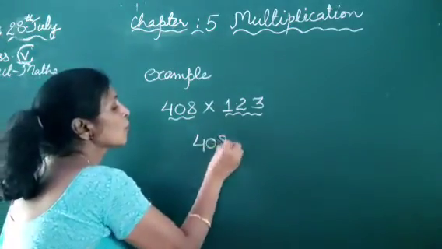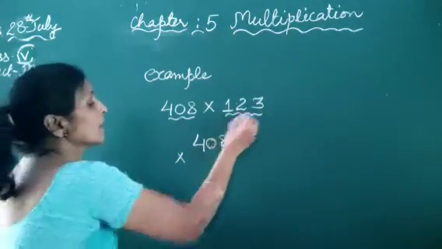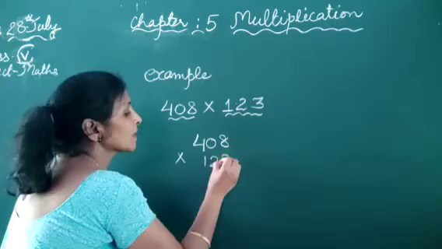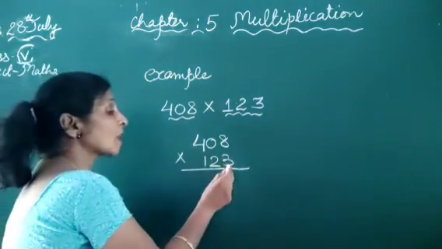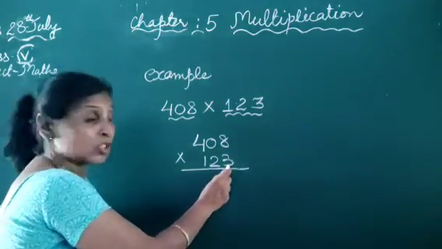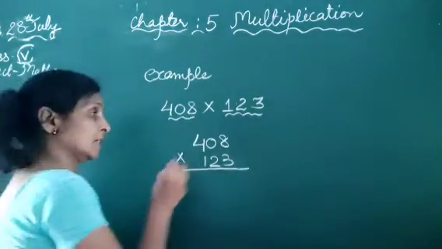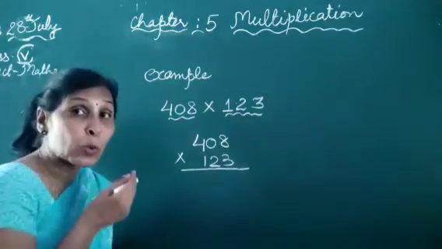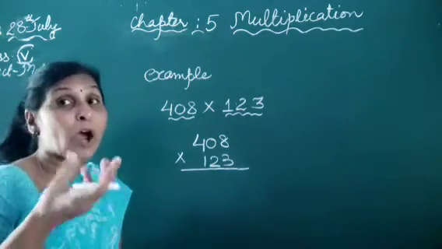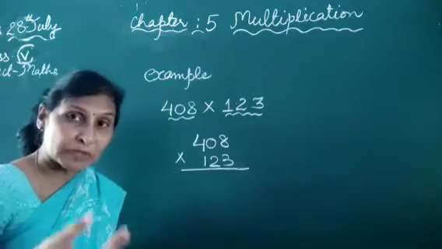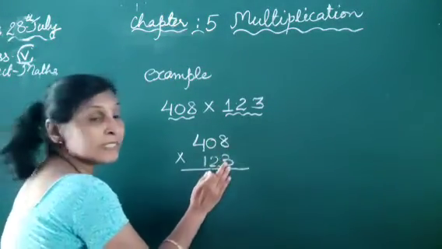First we write 408. Then put the multiplication sign here. Then below this we write the number 123. Now first a single digit here, that is 3. This digit is multiplied by all the digits. Because you know that if a number is multiplied by a single digit, the same process is there. So first we multiply this number by a single digit.